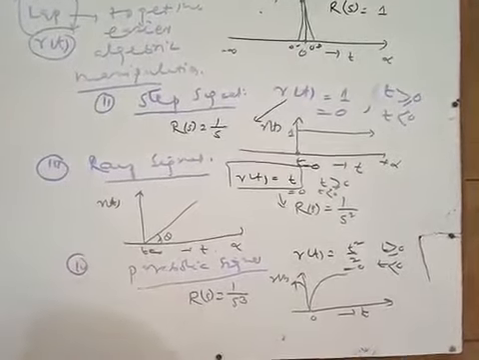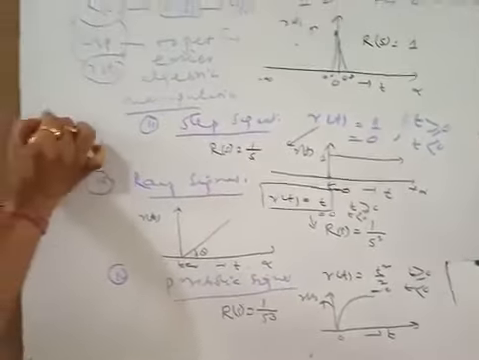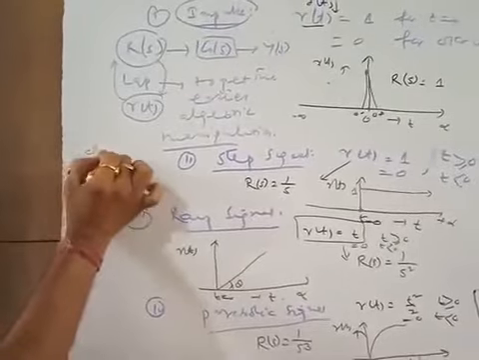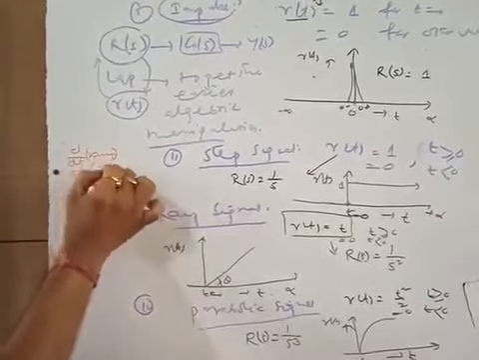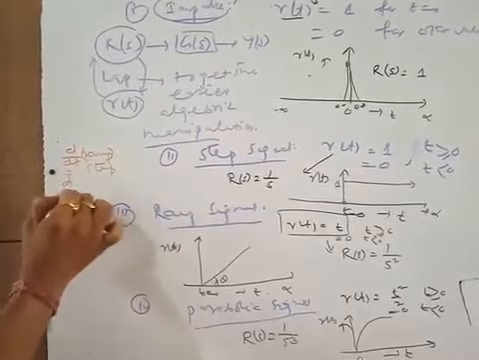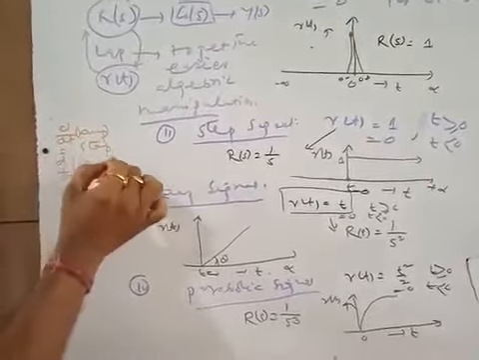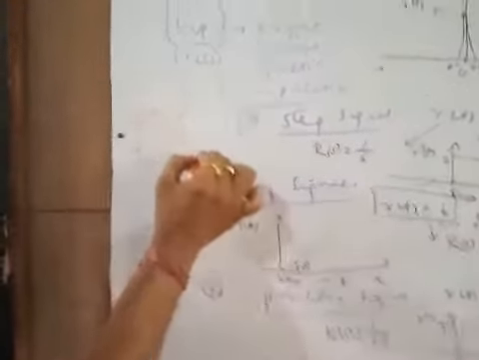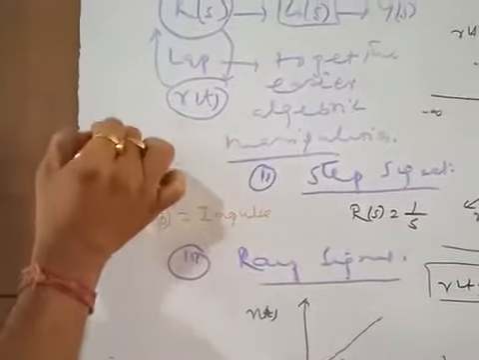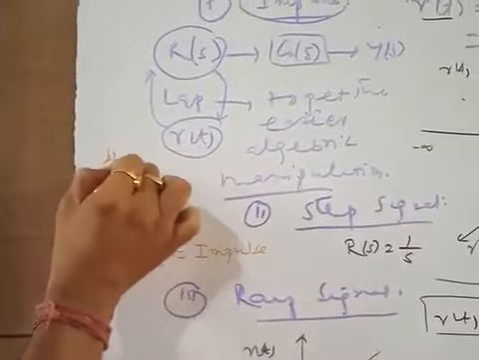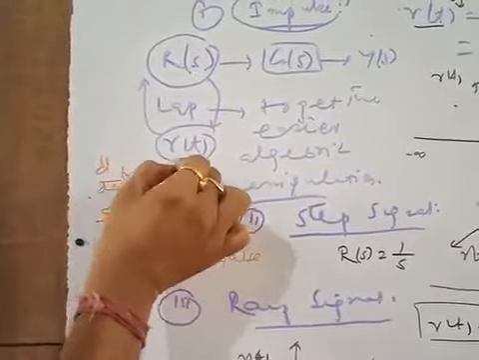That means in a simpler way I can write: derivative of ramp equal to step, d/dt of step will give you impulse, and d/dt of ramp will give you step.